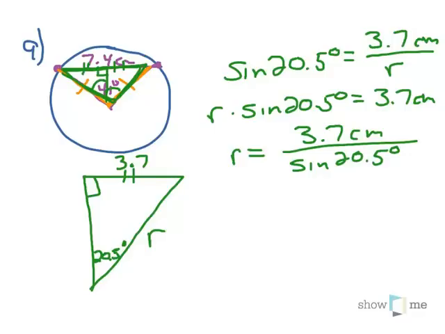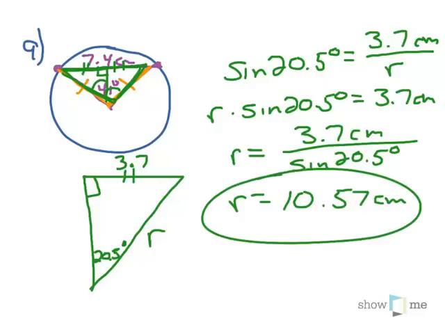You get that this radius, it says to the nearest hundredth, 10.57 centimeters. So that answers that question, 10.57 centimeters.